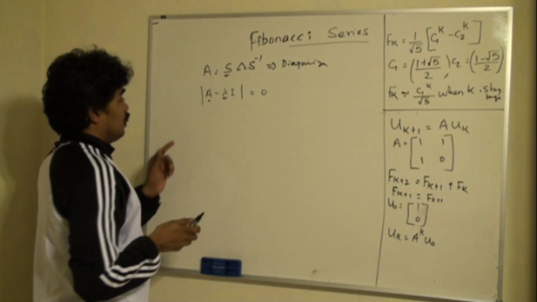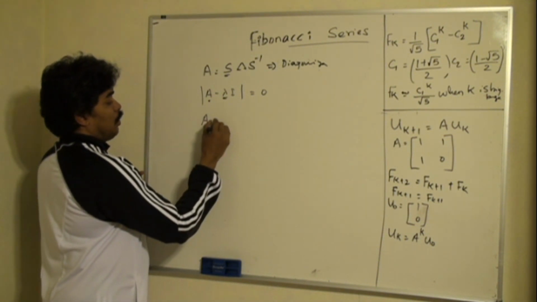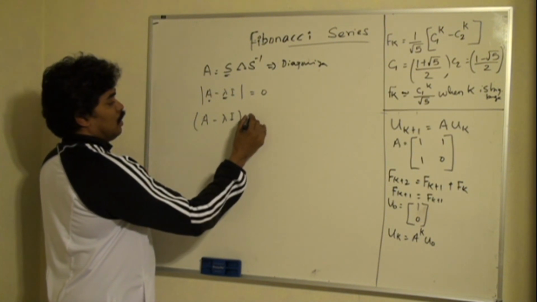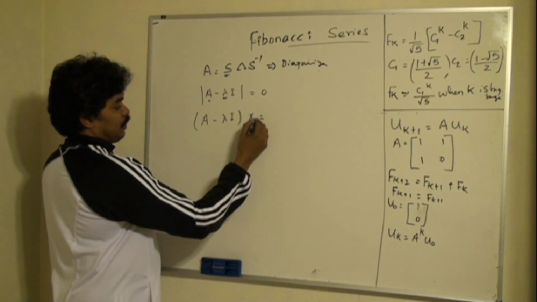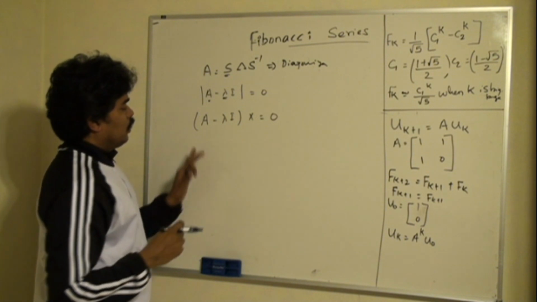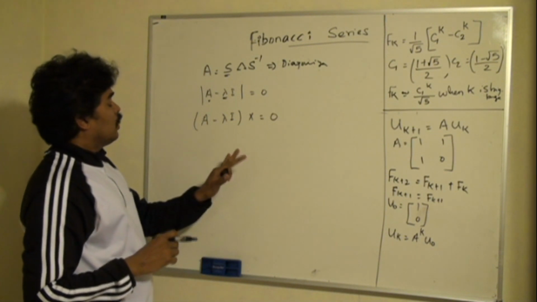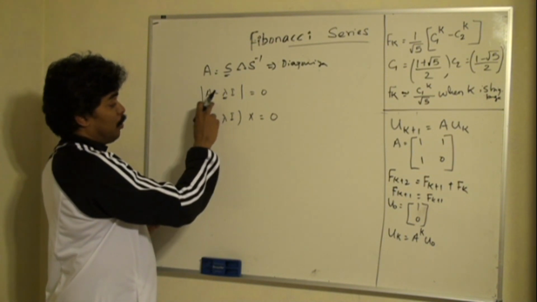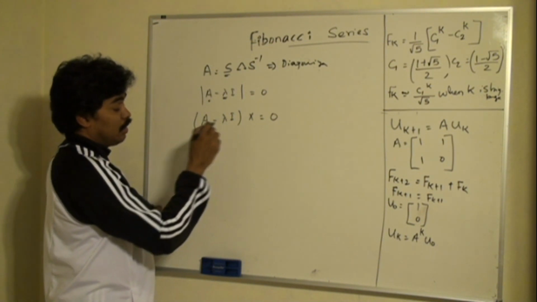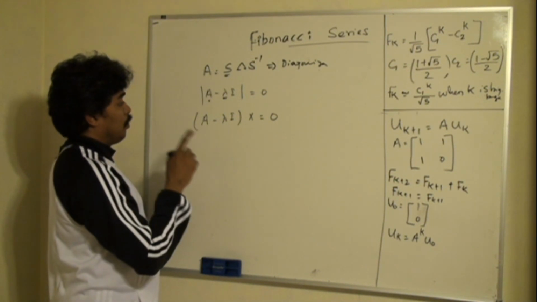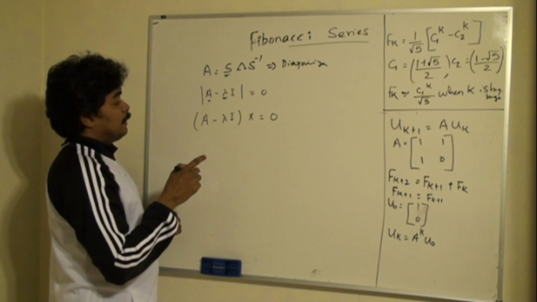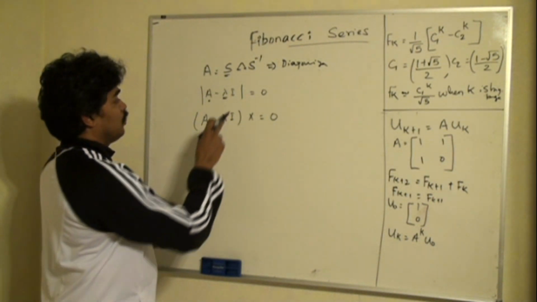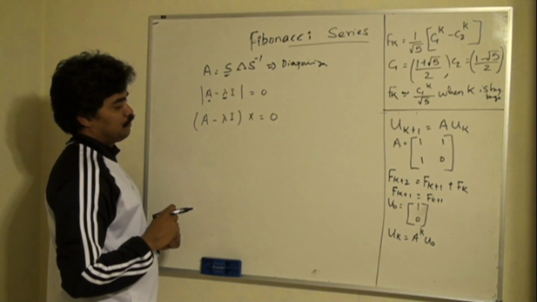To get the eigenvector, A minus lambda I times x equal to 0. In other words, if you take the null space of the matrix A minus lambda I, not the determinant, the matrix A minus lambda I, then the null space is the eigenvector of the eigenvalue lambda.